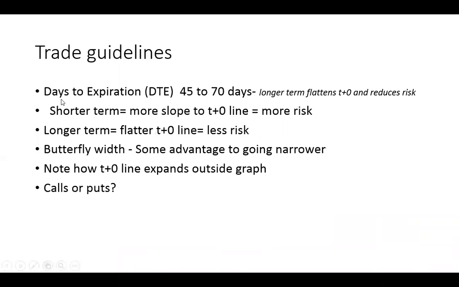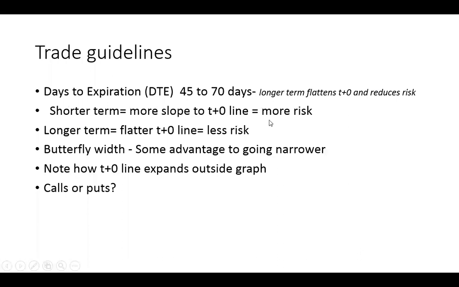Okay, trade guidelines. These butterflies I like to do 45 to 70 days typically. Sometimes I will go a little bit under 45 days, but you wind up getting a lot more slope in your T+0 line if you shorten the time frame. And that slope equates to a risk. A gap down could put you down money on your trade. So as a general rule of thumb, we want about 45 to 70 days. Longer time frames give you a safer graph because it flattens out your T+0 line and reduces your moment-to-moment risk in the trade.